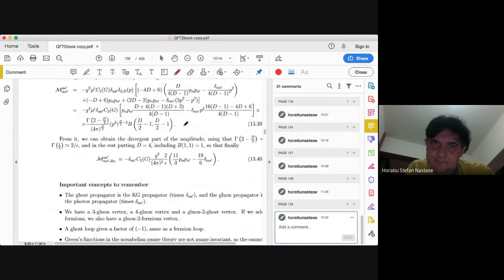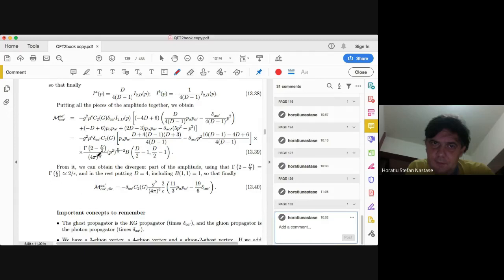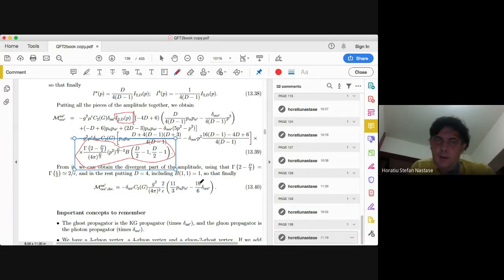So I substitute this, so this whole thing is equal to this, right? And I notice then that, as I said, gamma of 2 minus d over 2 is gamma of epsilon over 2, which is divergent, it is 2 over epsilon. And everything else is finite. So this beta function is 1. And there's some combination of p's, some constants, and so on. So putting everywhere else d equal to 4, I obtain this simple result for the Feynman diagram, which is what?